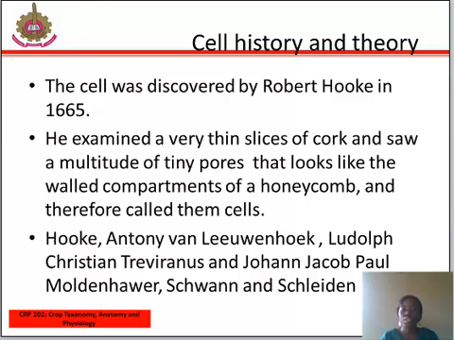The first man to witness a live cell under a microscope was Anthony van Leeuwenhoek, although the first man to make a compound microscope was Zacharias Janssen, and this was in 1674. The idea that cells were separable into individual units was proposed by Ludwig Christian Treviranus and Johann Jacob von Moldenhawer. In 1839, Schwann and Schleiden suggested that cells were the basic units of life. The observations of Hooke, Leeuwenhoek, Schleiden, Schwann, and others led to the development of the cell theory.